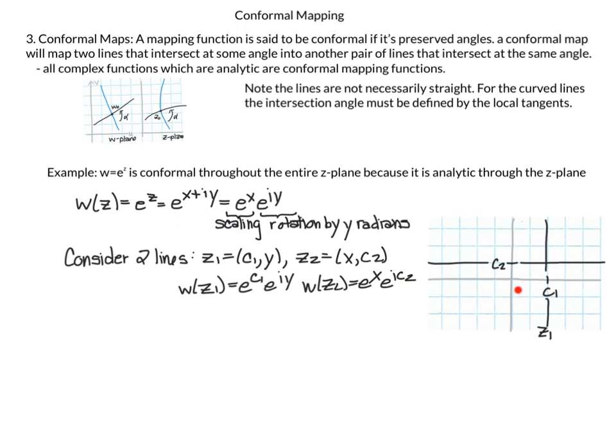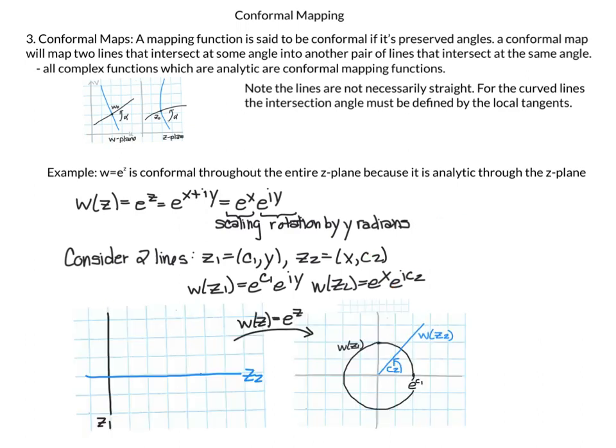It's not really 2, c1 is equal to a random constant, and y varies. So this is my line z1. z2 is going to be a horizontal line where x varies and y is held constant at c2. Now, if we look at w of z1, that's going to be e to the c1, e to the iy, and w of z2 is e to the x, e to the iy, which is e to the x, e to the i c2.